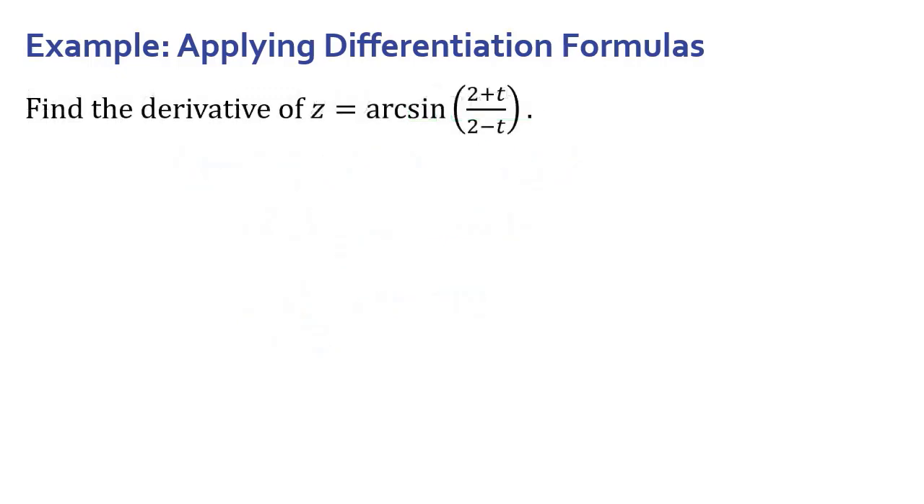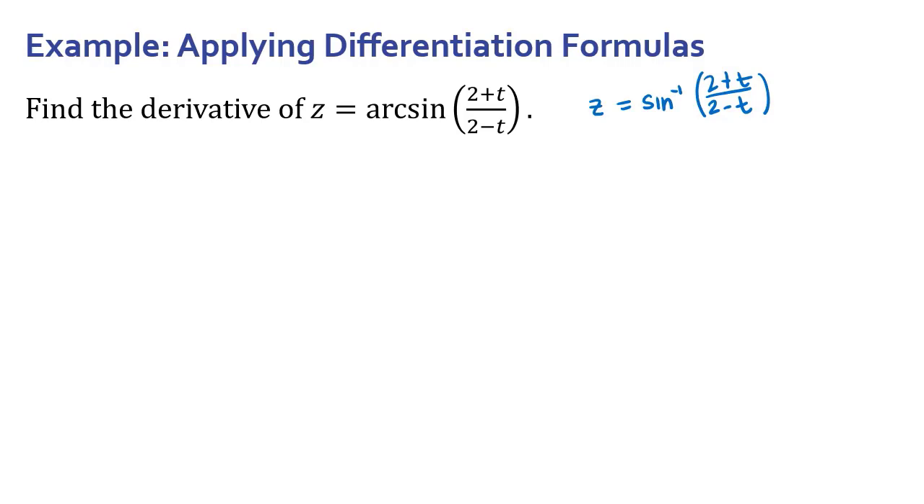Find the derivative of z equals arc sine of the quantity 2 plus t over the quantity 2 minus t. Okay, deep breaths. Remember arc sine is the same thing as sine inverse. For some students it helps to actually see that, but for others you don't need it. But I'm just going to write it here so you can see. These mean the exact same thing. They're just written in a different way.